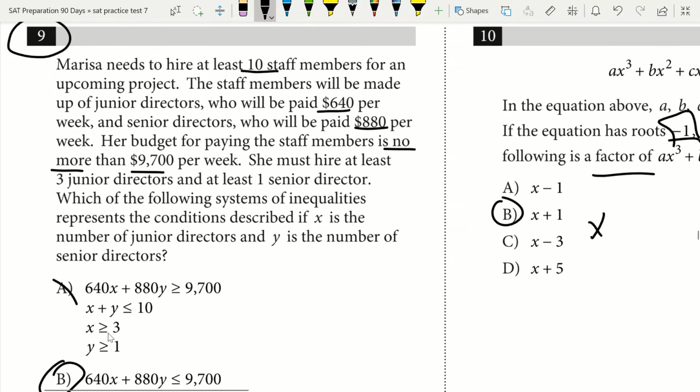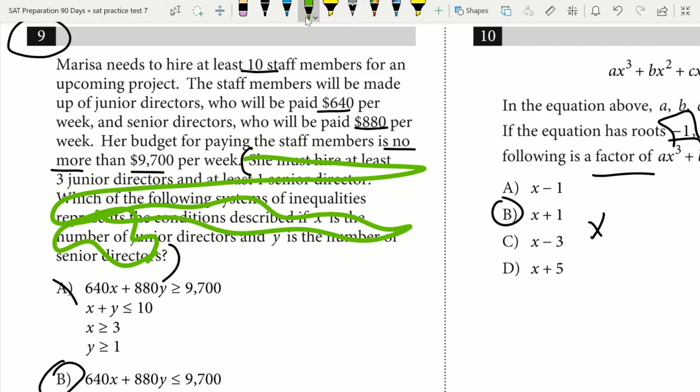You see that I didn't even have to read from she must hire at least 2 senior directors. I didn't have to read any of that. So I'll go ahead and put that in green. And you can see just how much I actually got out of reading all of that, just by using this.